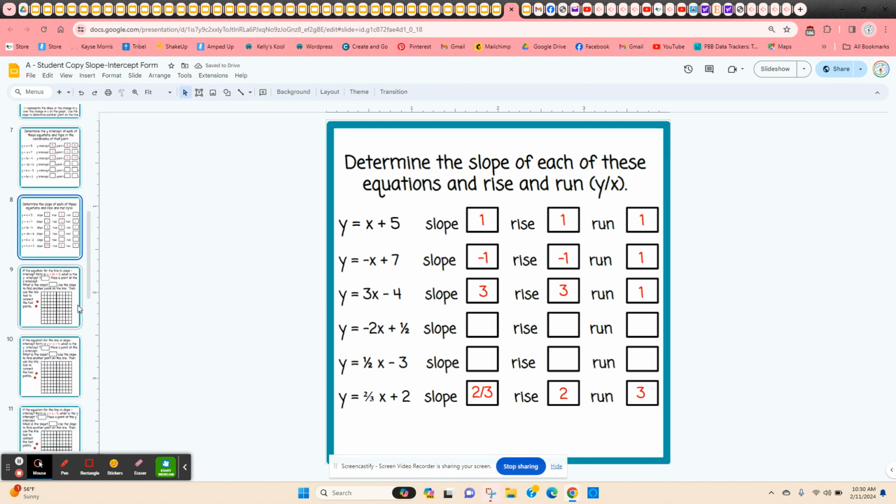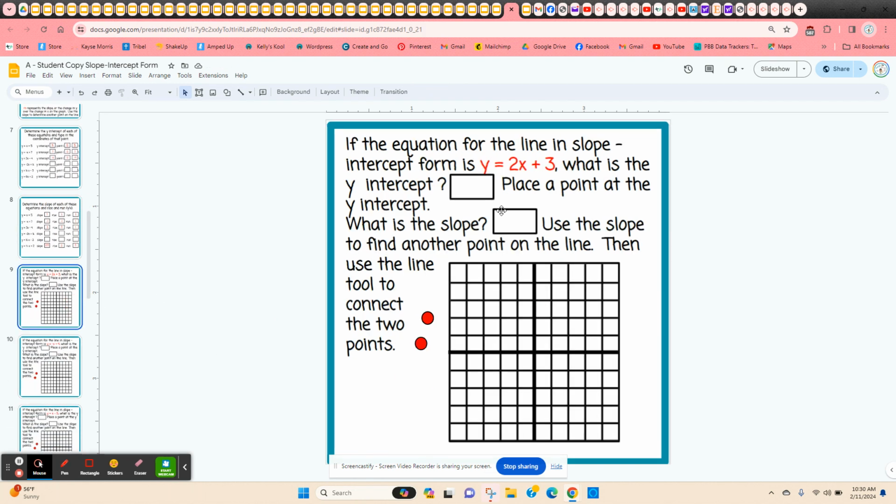Now, the next few slides, they've got several to practice. So first, they've got an equation. What is the y-intercept? Well, that y-intercept is 3. The slope is 2. So the first thing they're going to do, and they've got 2 points here, they're going to start with the y-intercept. If the y-intercept is 3, that means that line crosses the y-axis at 3. So it would be the point 0, 3. The slope is 2, which would be rise of 2 and run of 1. Up 2 to the right 1. Now they have 2 points.